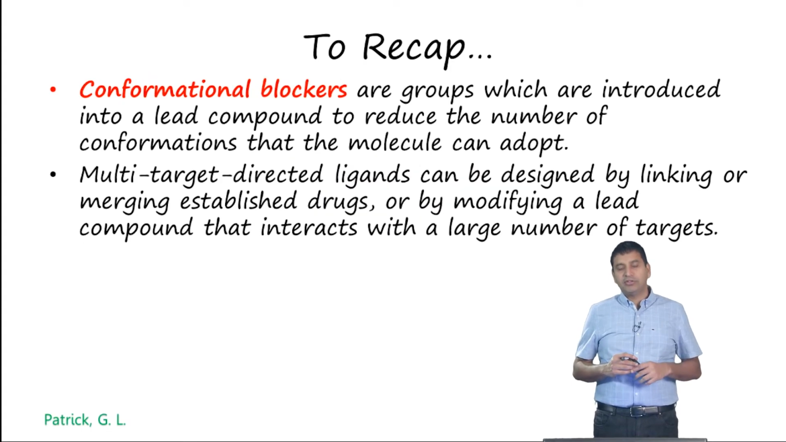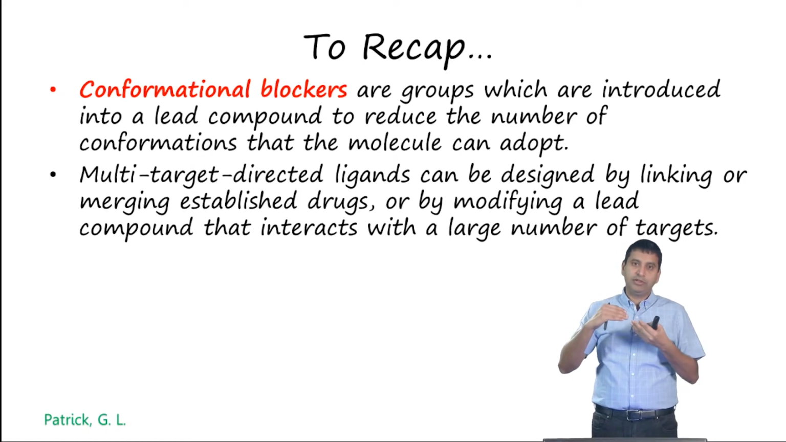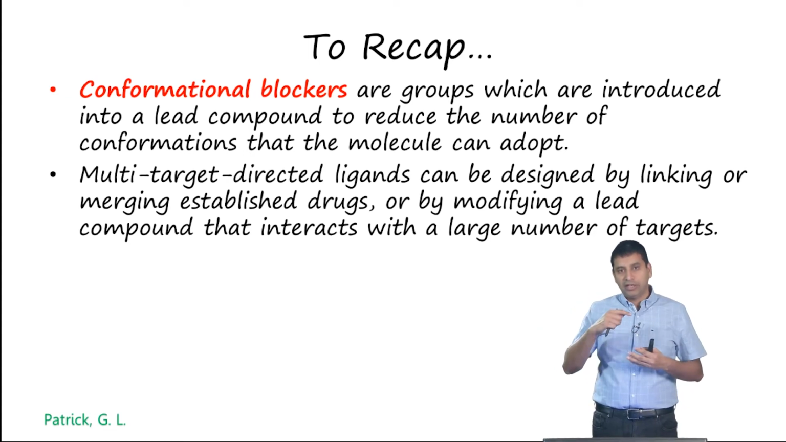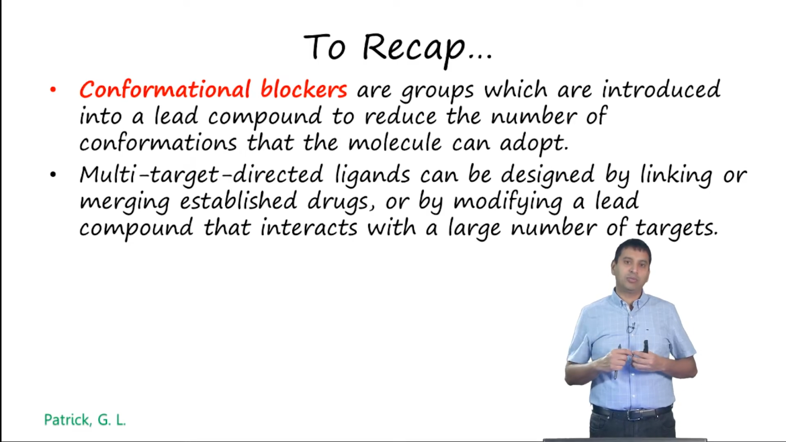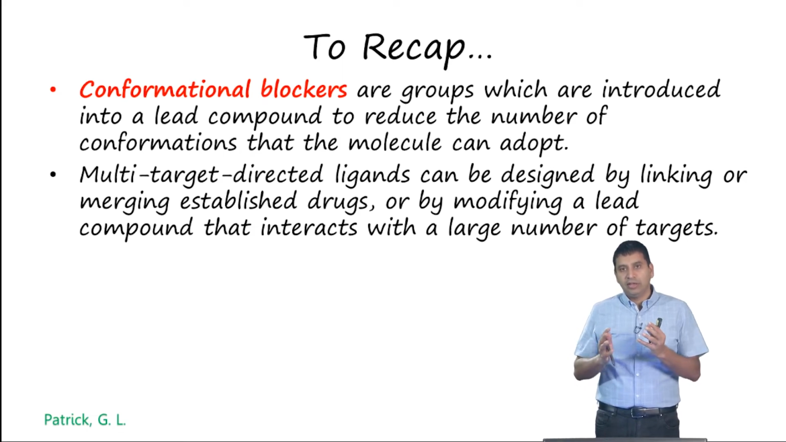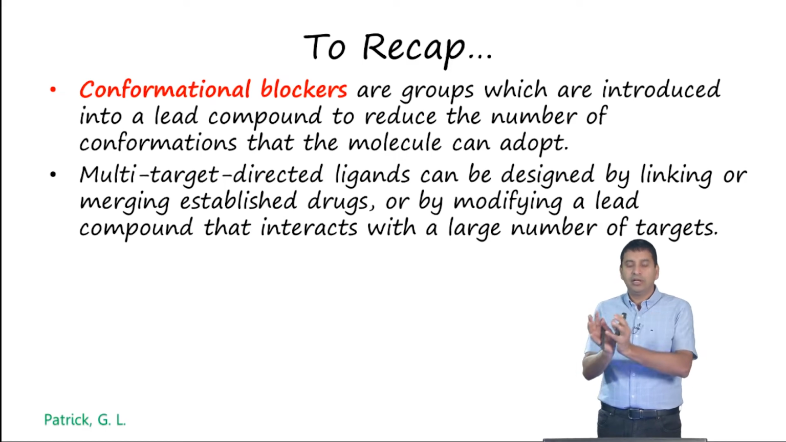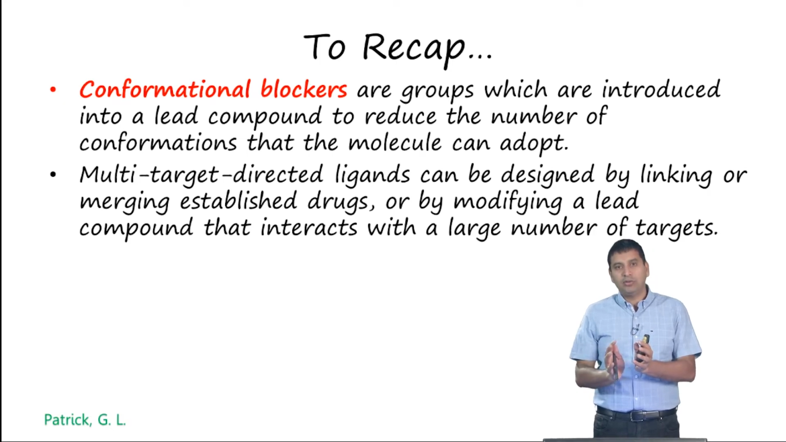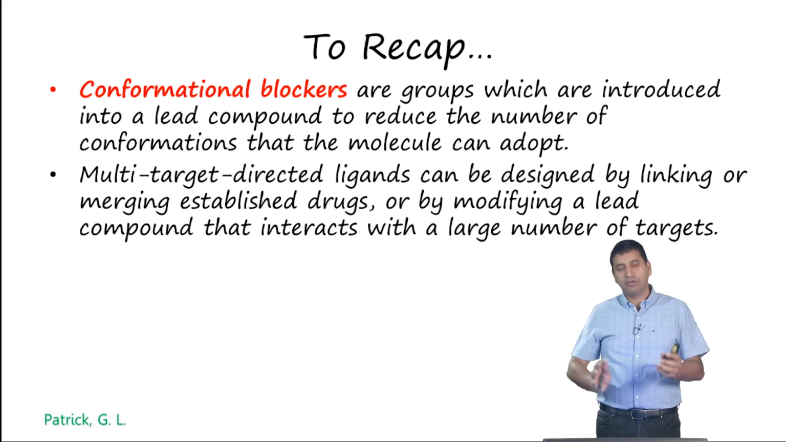We also looked at conformational blockers. So here the number of conformations that a molecule can adopt is majorly reduced. For example, if you have a biphenyl system, then you add a methyl group so that the rotation is inhibited, and therefore the number of conformations that can be adopted would be lower. And we looked at multi-target directed ligands, which are molecules which can be linked or merged established drugs to be able to target multiple sites in the cell. Here we would modify a lead compound so that it interacts with a large number of targets.